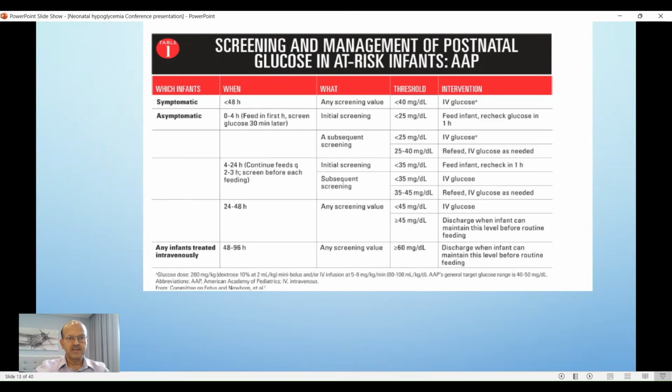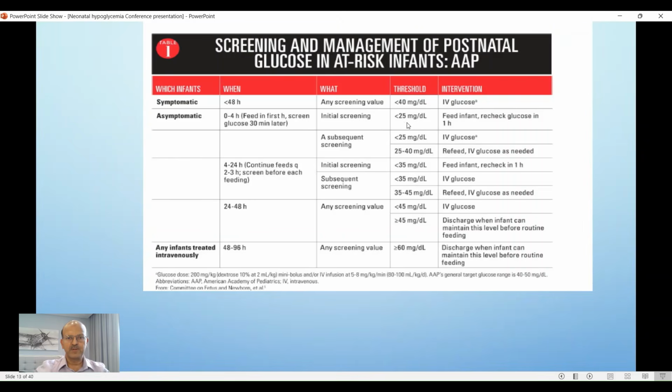So this is a flowchart from the American Academy guidelines, and you can either follow this or you can follow the NNF, which simplifies this part into one reading of less than 35 rather than 0 to 4 hours at less than 25, and 4 to 24 hours at less than 35. This is an algorithm which allows a time-based threshold, and this allows for the physiologic transition that we discussed. The nadir happens in the first 4 hours, so we allow a lower reading.